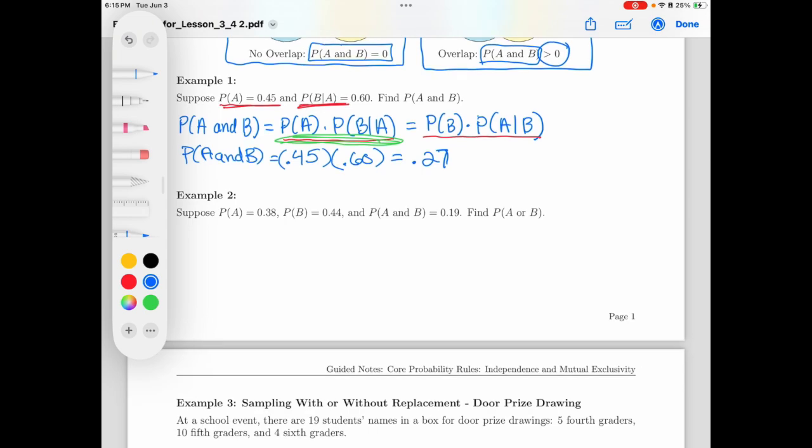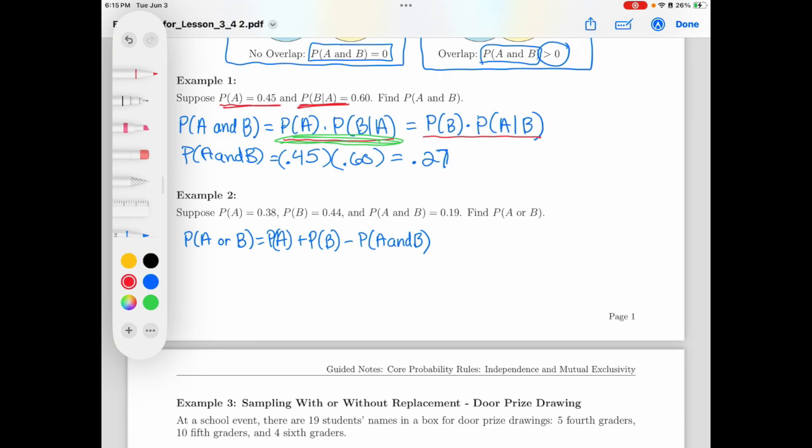Let's look at example 2. Suppose that the probability of A is 0.38, the probability of B is 0.44, and the probability of A and B is 0.19. We need to find the probability of A or B. So we're going to use our addition rule for this. The probability of A or B is equal to the probability of A plus the probability of B, and we subtract what they have in common so we don't double count anything.